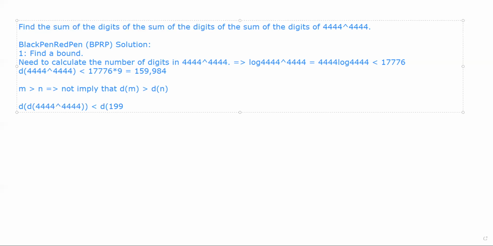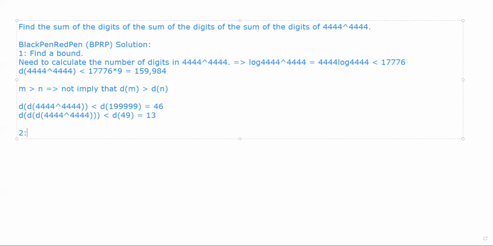So 1999999, and that calculates to be 46. And then one more time, D of 4444 to the power of 4444 is less than the digit sum of 46. Remember, replace the 6 with a 9, so 49, that equals 13, and that's the bound.